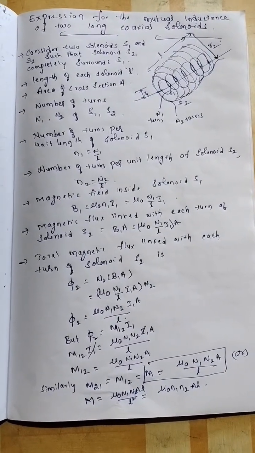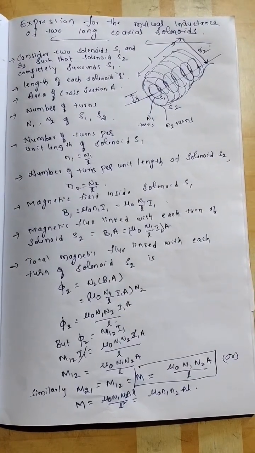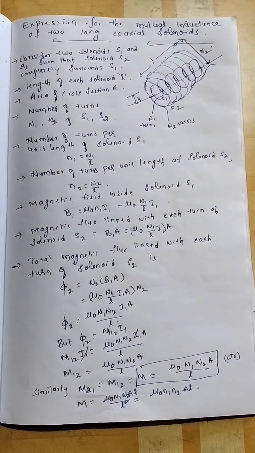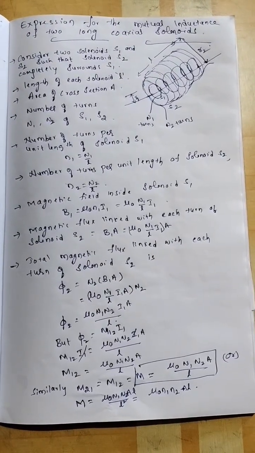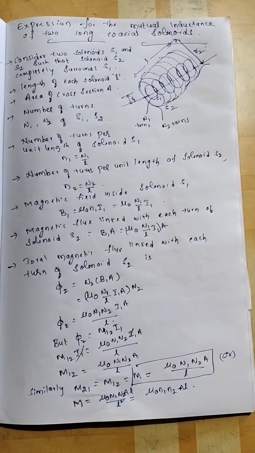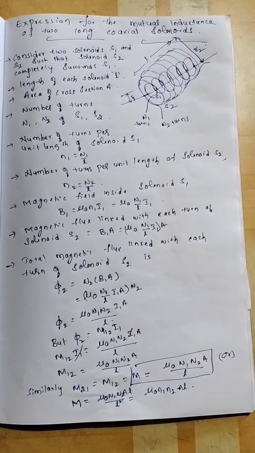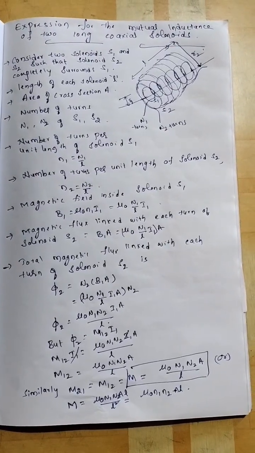Okay. So now you multiply L in the numerator and denominator, it becomes mu naught N1 N2 A L by L square, that is equal to, N1 by L is nothing but small n1, N2 by L is nothing but small n2. So the answer becomes mu naught n1 n2 A L, which is the required answer.